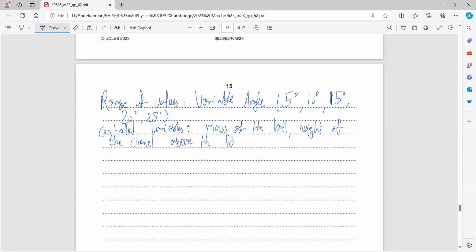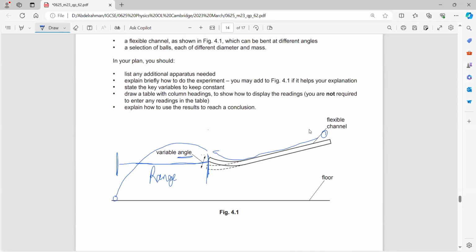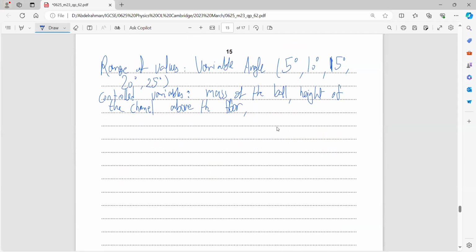There's another really important variable you must control for this question: the position at which you place or leave the ball, the position at which the ball is released. And the length of the channel.